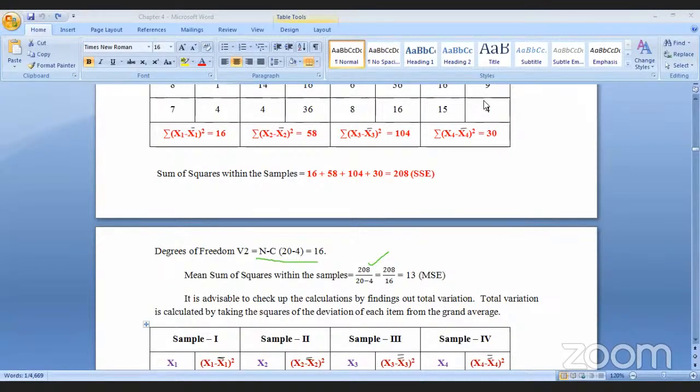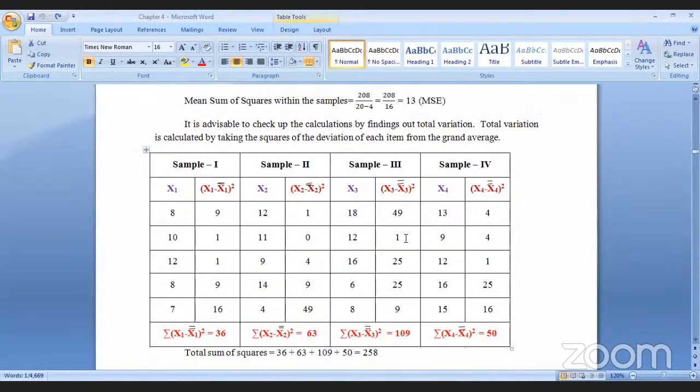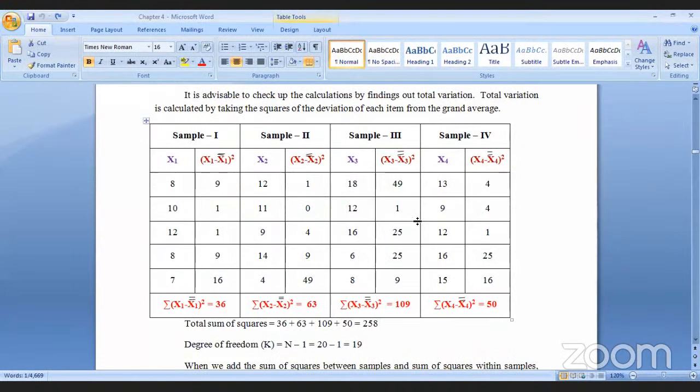So in addition to that, I have a small doubt whether our calculation is correct or not. So it is advisable to check our calculation. This is another method to check that value: sample 1, sample 2, sample 3, sample 4, x1, x2, x3. So the question is written here. In the place of x bar 1, I will write x double bar here.